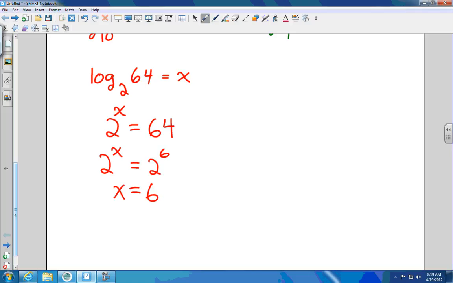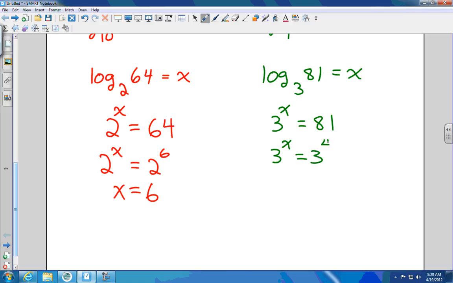Log base 3 of 81. And again, we can set that equal to x. That's what we're looking for. 3 to the what? X equals 81. 3 to the what is 81? 4. So we could write that 3 to the 4. So we get x equals 4. Questions on those?